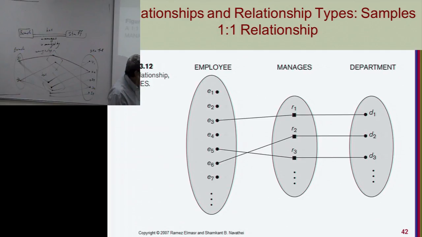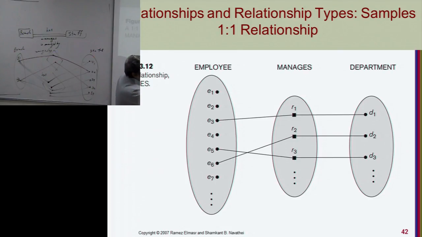Meaning that D1 is not related to more than one of the employees, according to the relationship manage, right? Look at the other side. Let us look at E3, for example. How many lines coming out of E3? Which means that E3 is related to only one department under the relationship manage.